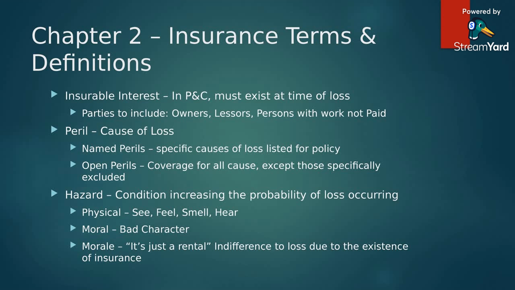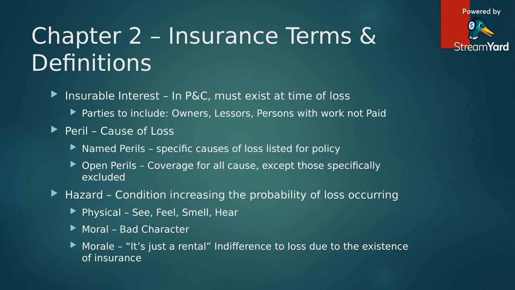Another concept in property casualty and other insurances is insurable interest. In the property casualty space, the insurable interest is required to exist at the time of the loss. Parties that may have an insurable interest in a property would be owners, lessors, or persons with work not paid.